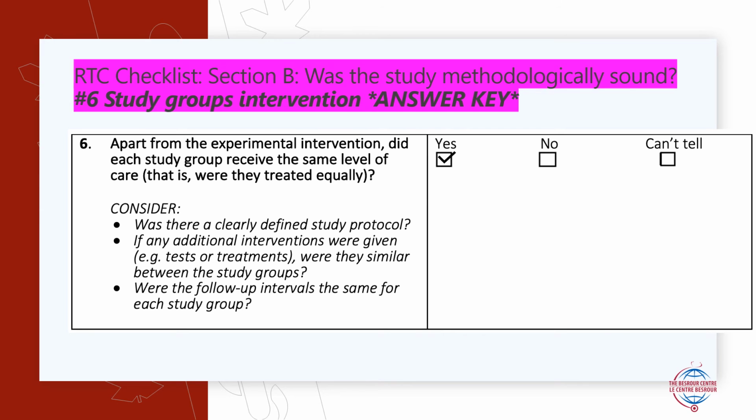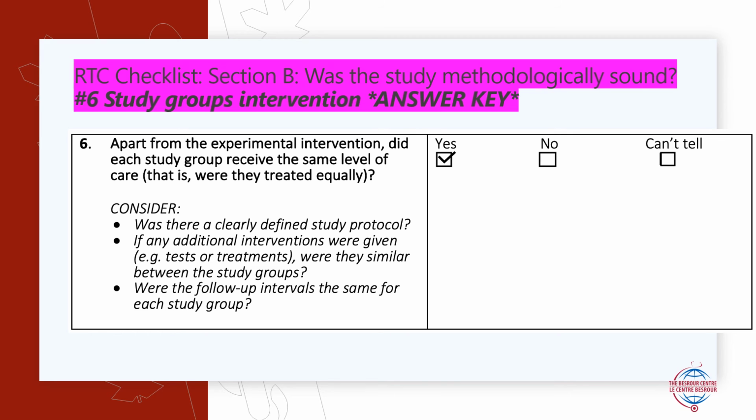The answer to this question for our study was generally yes. So going through each of the points, there was a clearly defined study protocol. It's available as a part of the paper in a supplementary appendix. If there were any additional interventions given, respiratory support was variable, meaning did people need extra oxygen or ventilation support? That was variable. It was clearly documented both in the tables as well as in the analysis of outcomes.